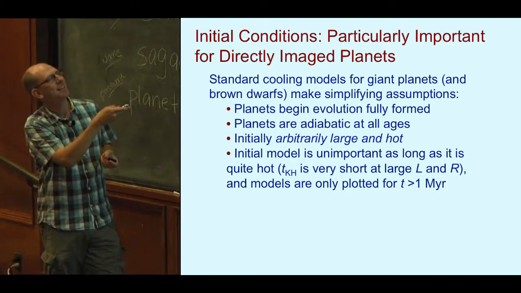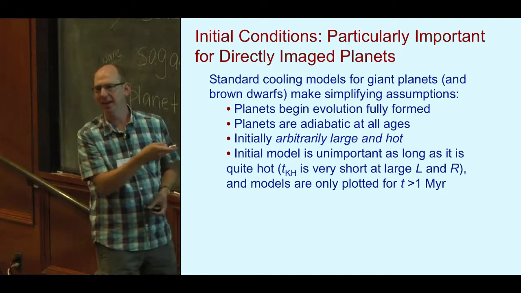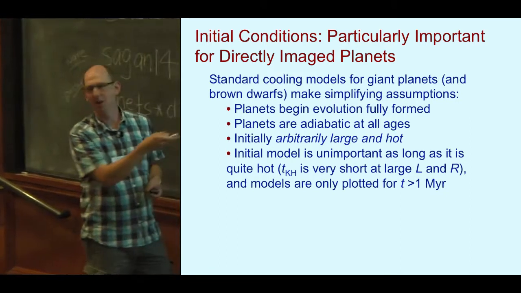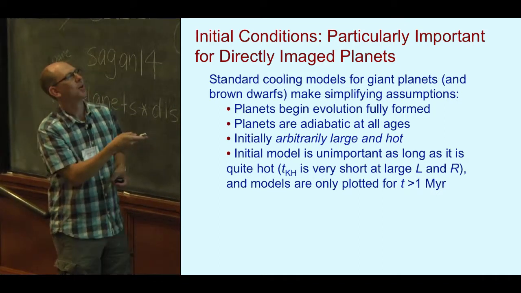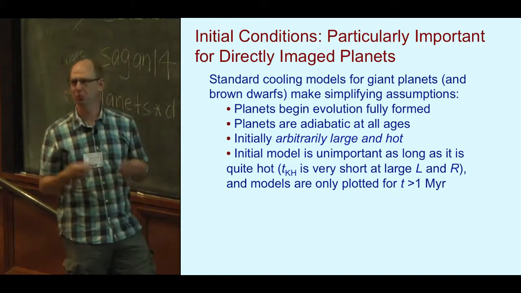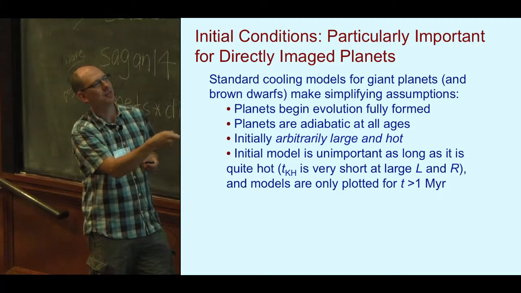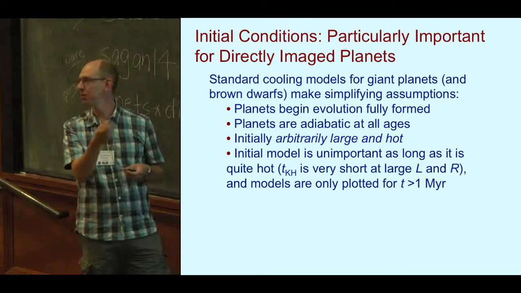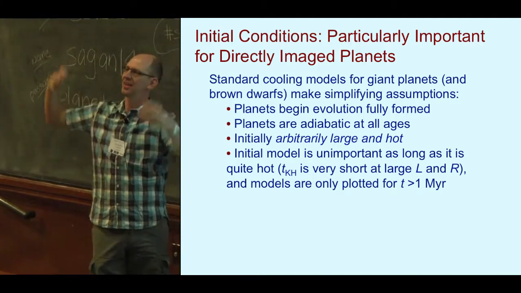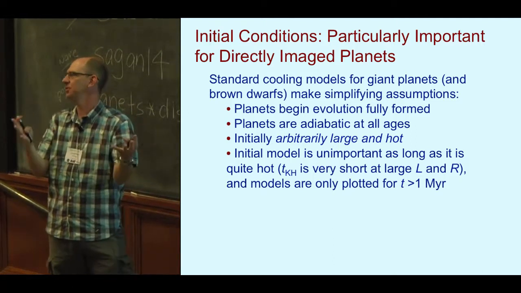So planets begin their evolution fully formed. Planets are adiabatic at all ages. They're fully convective at all ages. They're initially arbitrarily large and arbitrarily hot. And so the initial model you choose isn't really that important as long as it's really hot, because your Kelvin-Helmholtz time goes as 1 over the luminosity and 1 over the radius, both those things. So if you pick an initial model that's really big and really hot, it's going to cool from that state really fast, maybe hundreds of years or thousands of years.